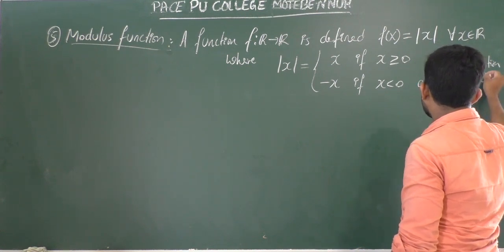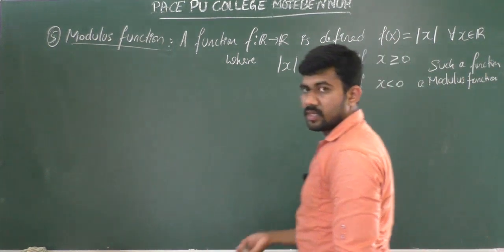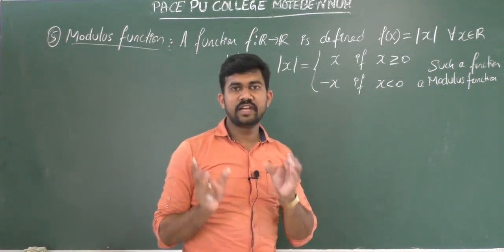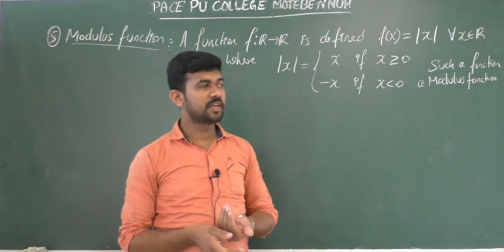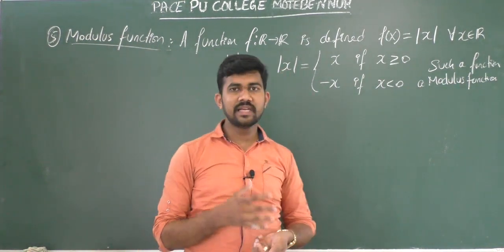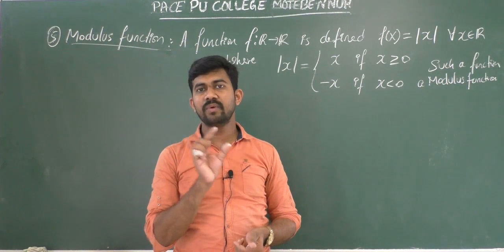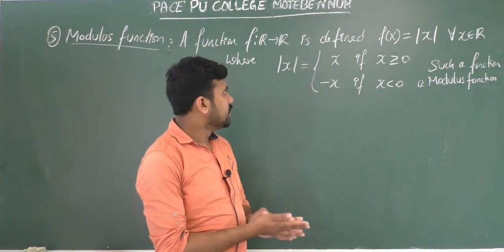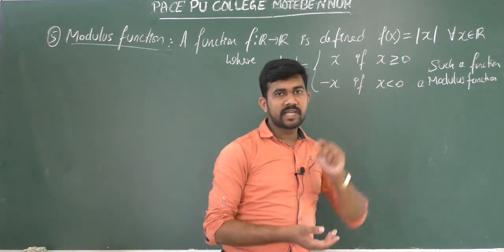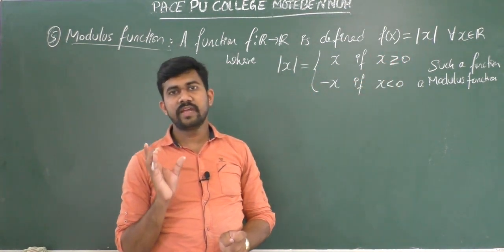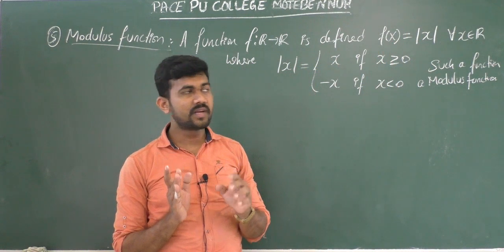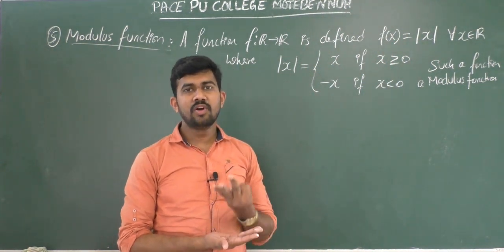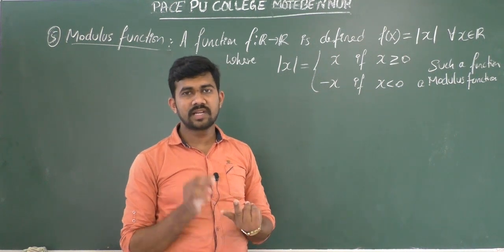See what is the definition of the modulus function. Here we have two definitions, a definition split in two. You can observe, previously in those functions we had only one definition, but here you have two. Likewise, this is the symbol of mod x. Mod x means modulus of x or absolute value. That will explain what you mean by absolute value or modulus, or magnitude also we can say. That I'll explain.